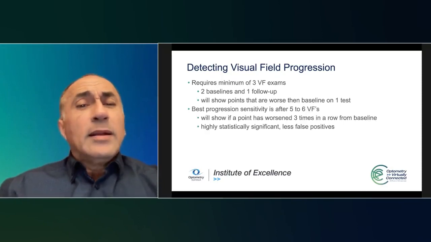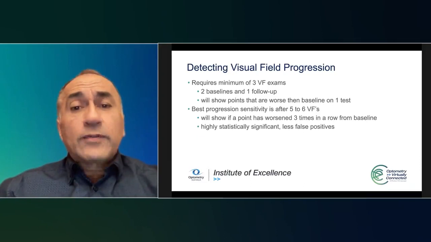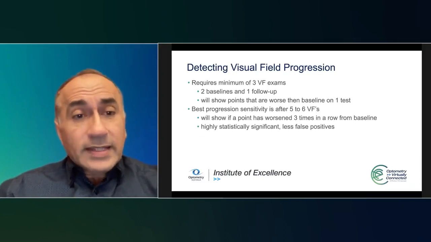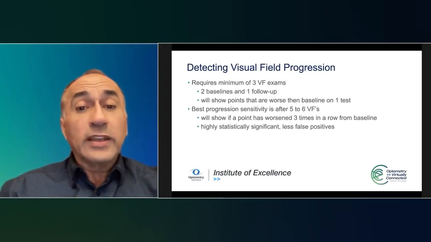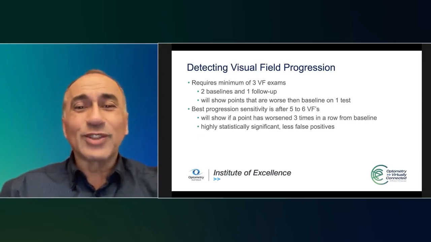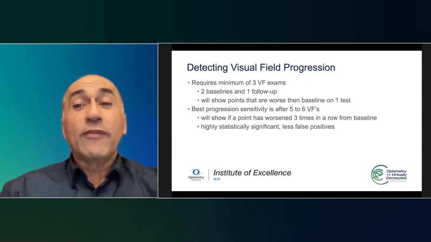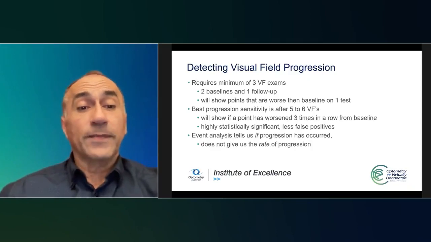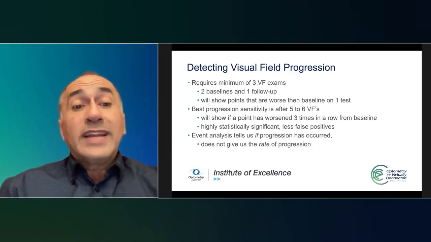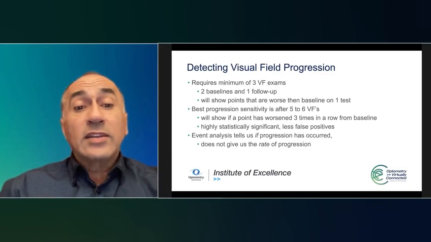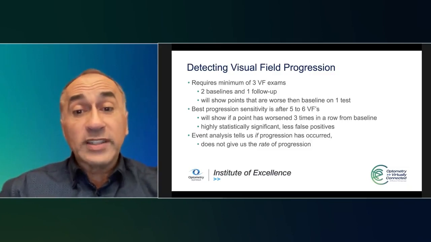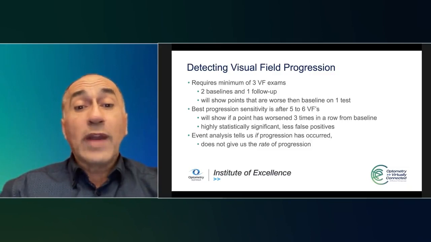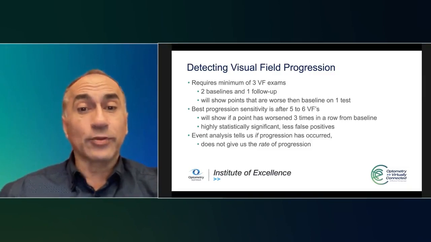However, that third visual field test, for example, the patient may be having a bad day. It really can't tell you truly if a person has progressed. What we need to do is to show that point in the visual field has worsened 3 times in a row from the initial baseline, and then it becomes highly statistically significant and it's less of a false positive. The other thing to point out is event analysis tells us when or if progression has occurred. It doesn't tell us the rate of progression or how fast the patient is progressing.